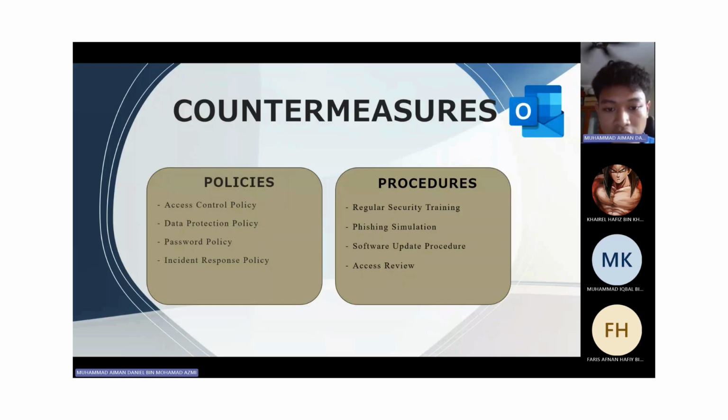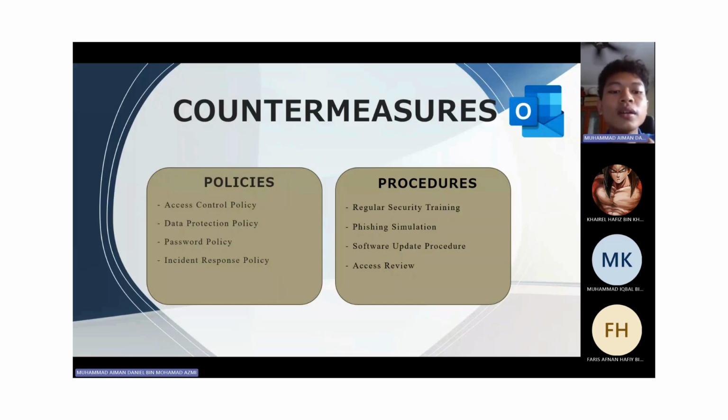The data protection policy is to mandate the use of encryption for data both in transit and at rest within the Office 365 suite. For the password policy, implement and enforce a strong password policy requiring the use of complex, unique passwords that are changed regularly. And the incident response policy is to develop a comprehensive incident response policy, specifically addressing email and communication breaches.